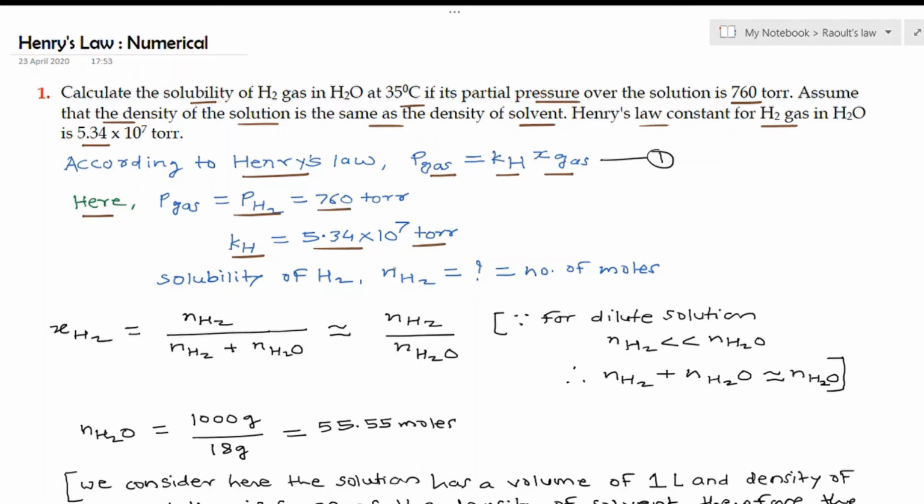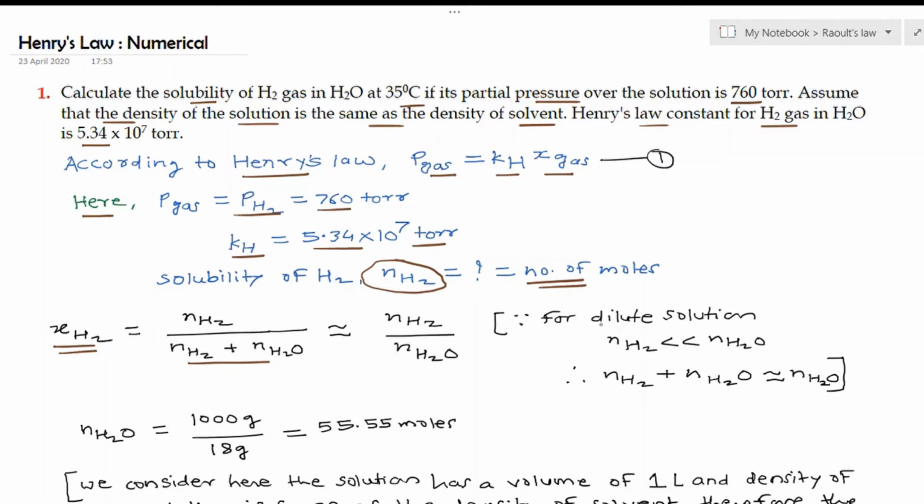Here you have to calculate solubility. Solubility means you have to calculate the number of moles of hydrogen gas in the water or in the given solution. So you have to calculate the number of moles of H2. We know the mole fraction of hydrogen gas can be written as the number of moles of H2 divided by the number of moles of H2 plus the number of moles of water.